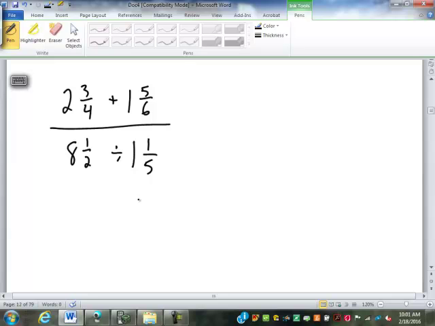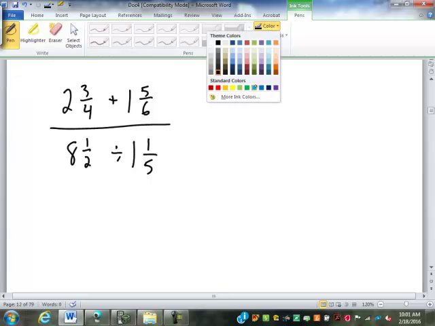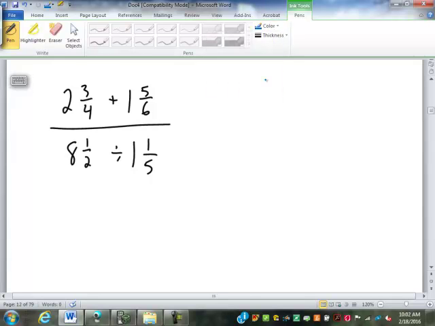What are we going to do here? Well, bottom or top, it doesn't matter. This is an enclosing symbol. You have to do everything on top separate, everything on bottom separate, then divide. So it really doesn't matter which one we do first. Let's do the top. Why not?